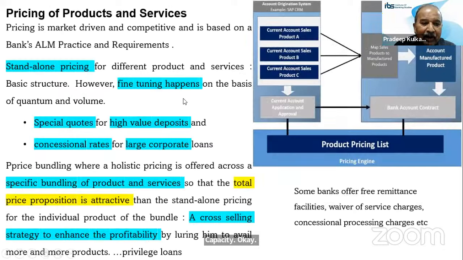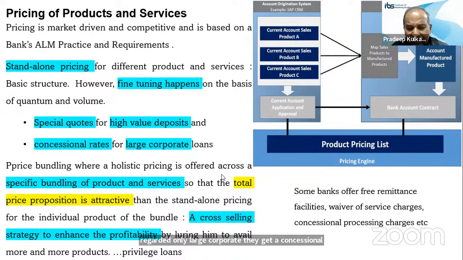Then pricing. I think a very simple chapter. This is pricing of a product. As you know, the bank has a model called standalone pricing, because rates of interest are already decided. Okay. Most of the liability products, that is savings bank and term deposit products, the rate of interest is decentralized, and accordingly the bank decides the rate of interest. Okay. And then there are very special quotes for high value deposits. And similarly, for loans, only large corporates get a concessional rate of interest.